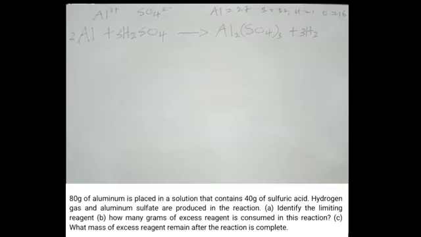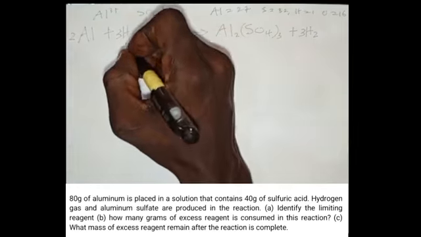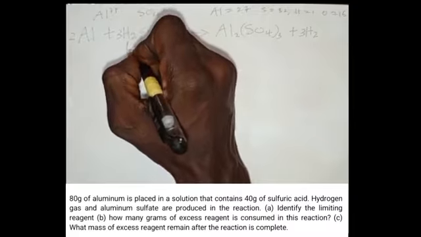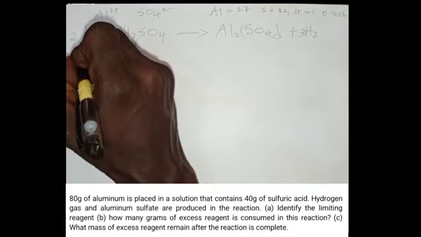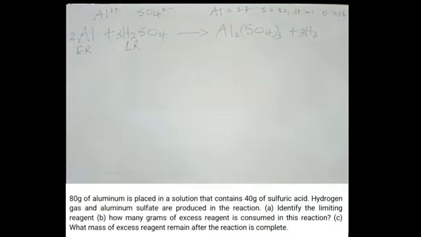Alright, so the A part of the question has been answered. The limiting reagent in this reaction is sulfuric acid. Now remember, anytime you figure out the limiting reagent, the other reagent becomes the excess. So it is clear that the excess reagent in this reaction is aluminum. I can decide to label it this way. I can say limiting reagent, capital LR, and the excess, capital ER. So I have identified both reagents. So we are done with the A part of the question.